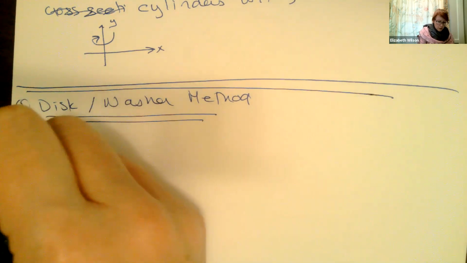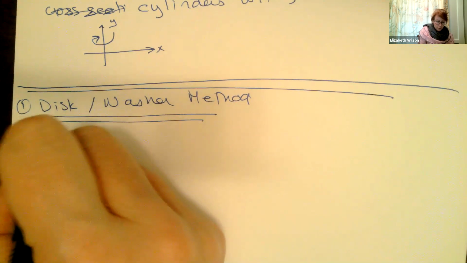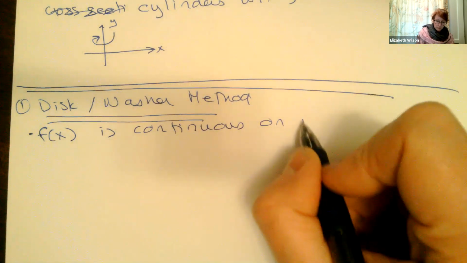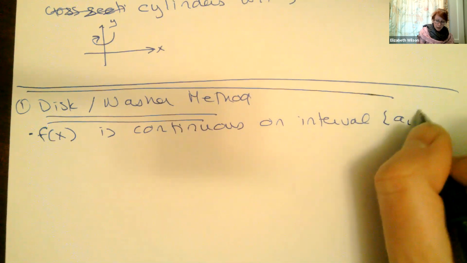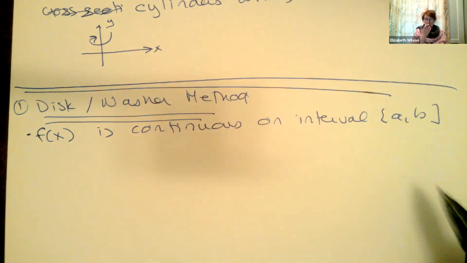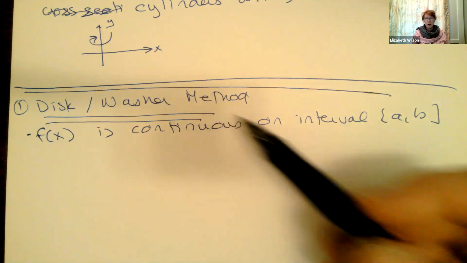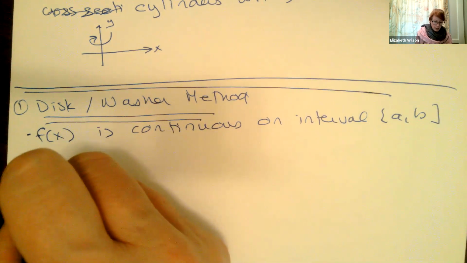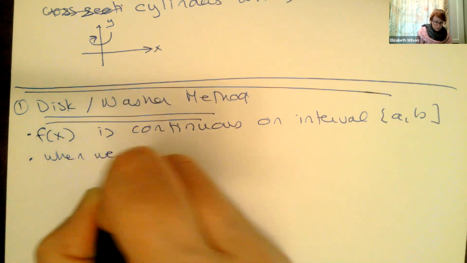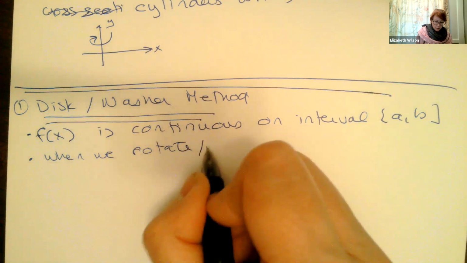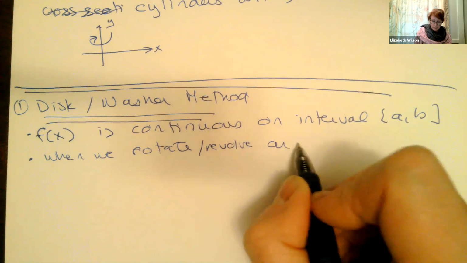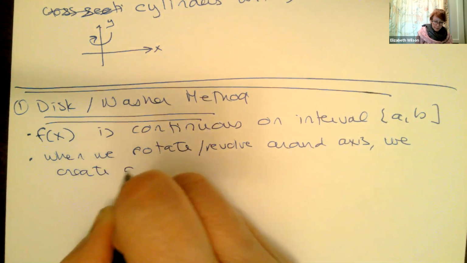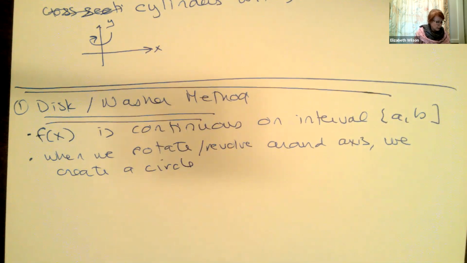First, the function that we're going to be rotating is continuous on the interval that we're looking at. I want to find the volume by going from x equals a to b, or as we'll see in our last example, y equals c to d, for example. So when we rotate or revolve around our axis, we create a circle, and this circle has a cross-sectional area.